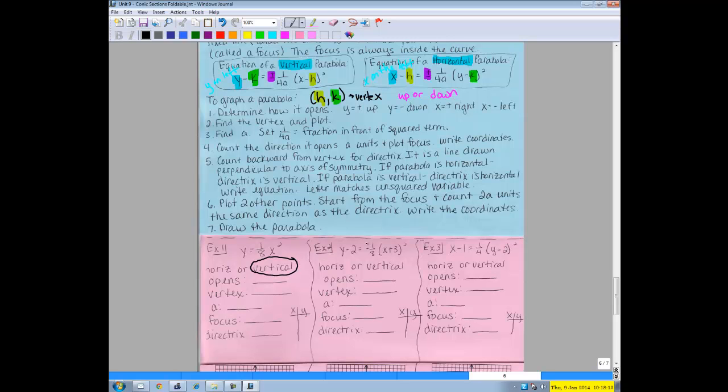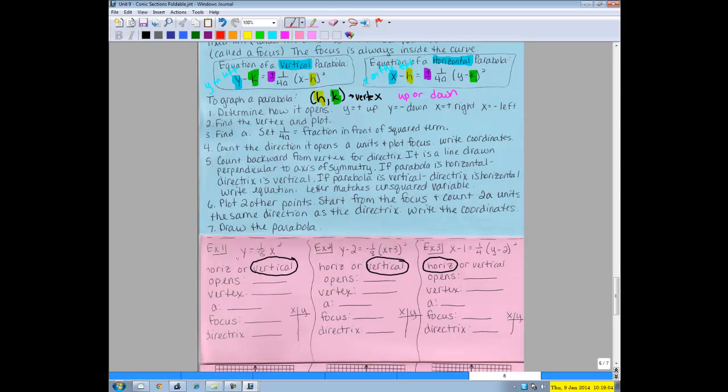And let's go ahead and do all three of these just so that you can see how I do each step. This one, my y is on the left, and if my y is on the left, it is vertical. This one, I have an x on the left, and if my x is on the left, it is horizontal.